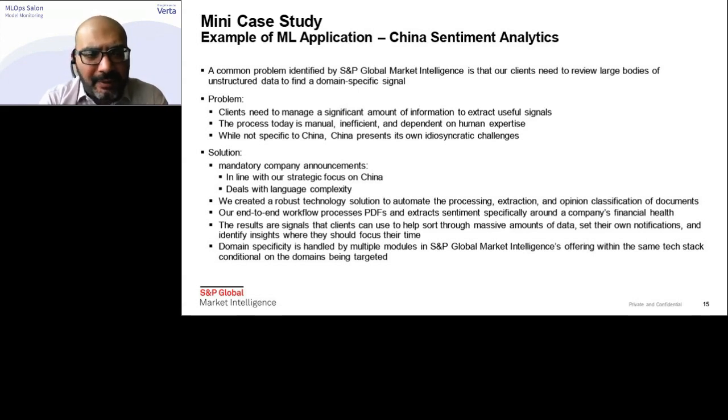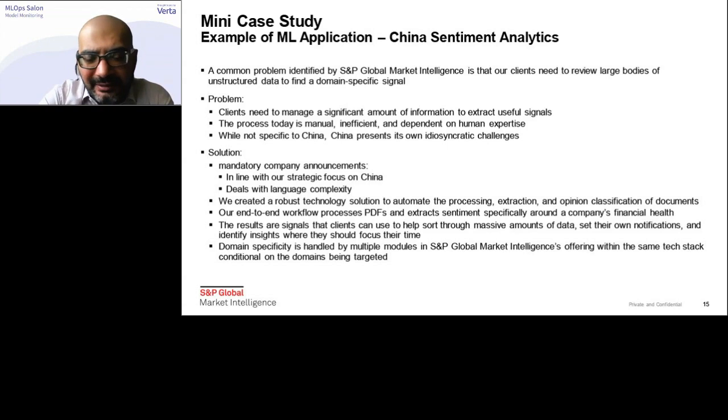And they're looking at mandatory company announcements. We're looking at a really robust pipeline like Ashish and Ganesh were showing behind the scenes that's scaling it. And the results are on a daily basis. We're processing a few hundreds of thousands of documents, and the user only sees a signal that's relevant to what they're looking at, right?